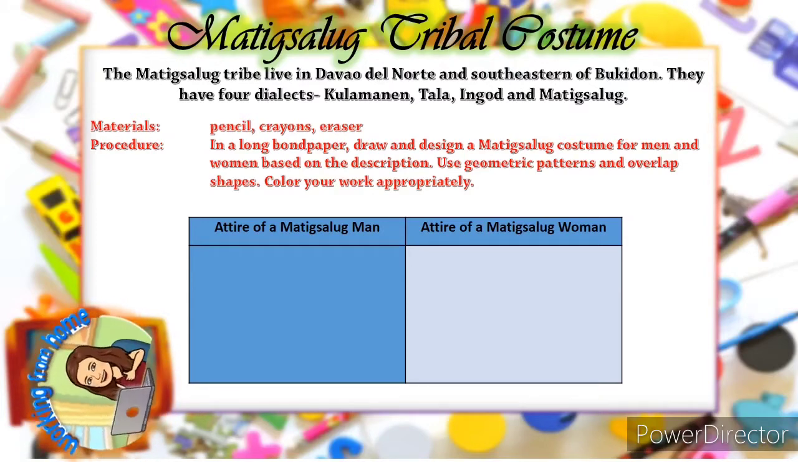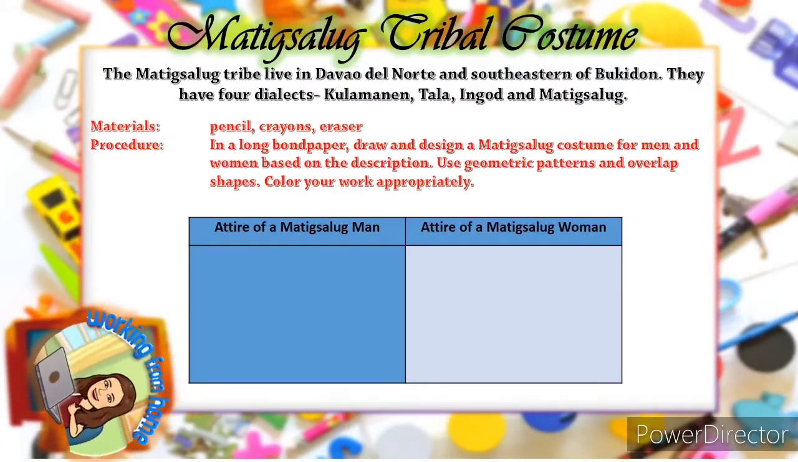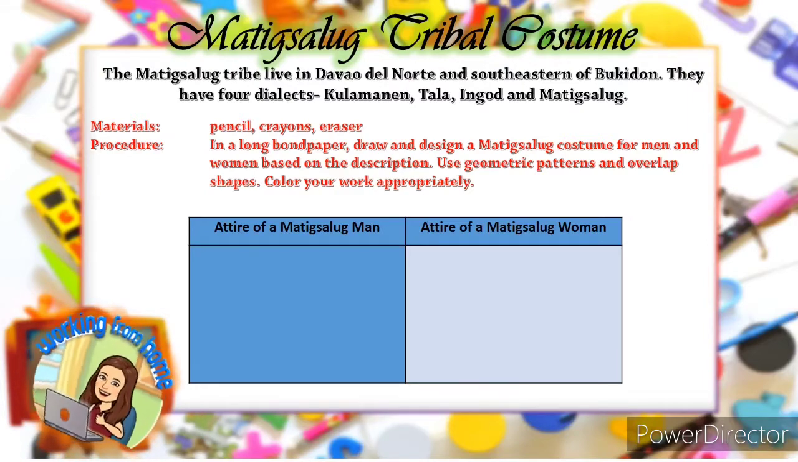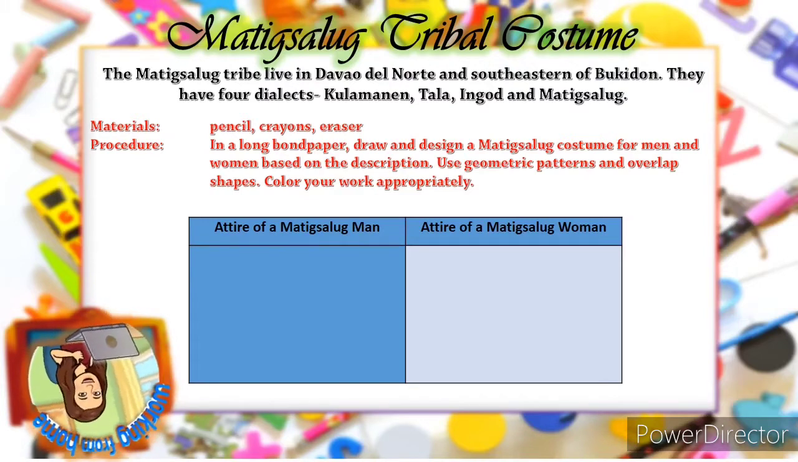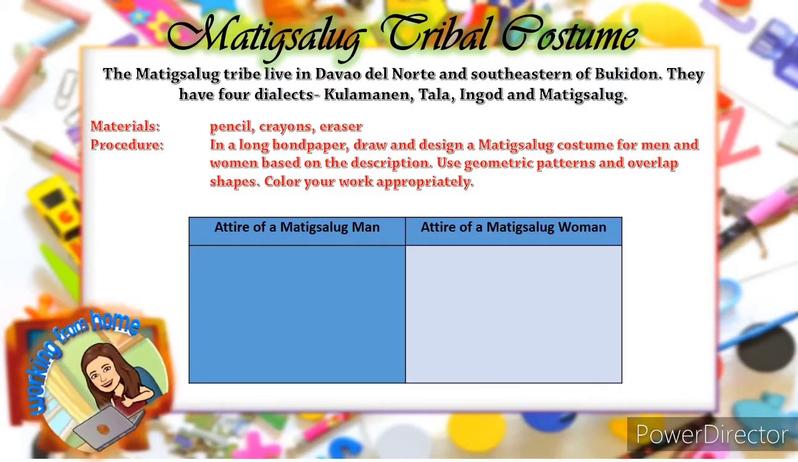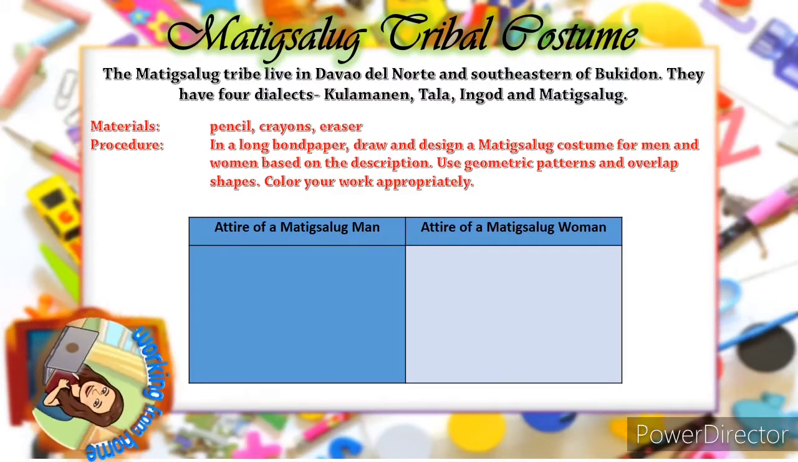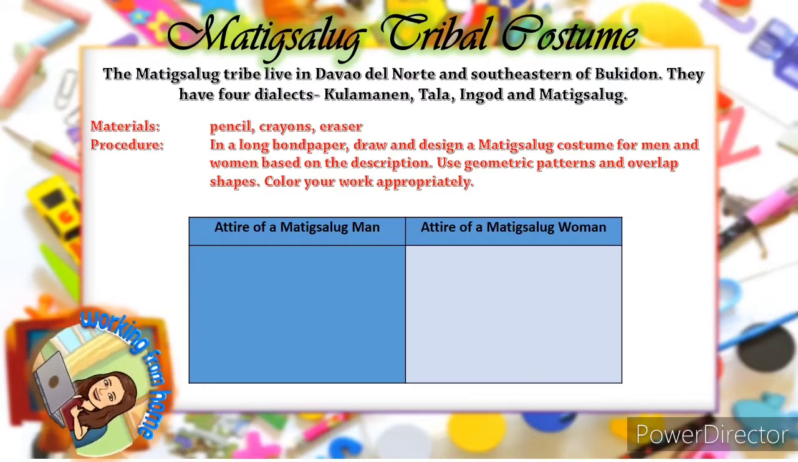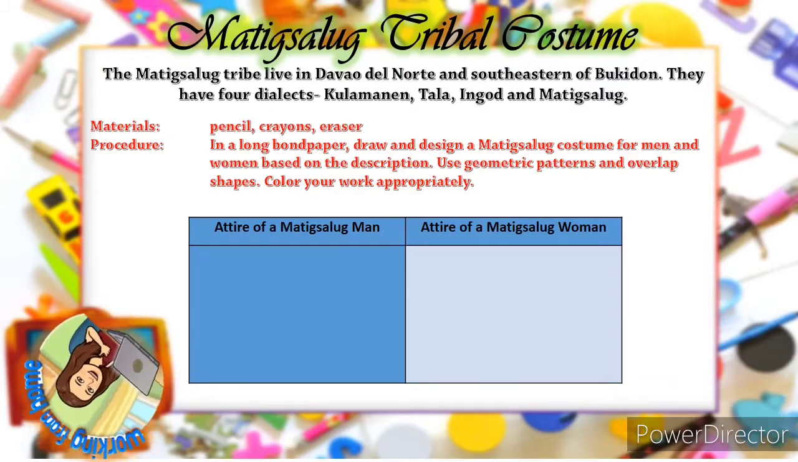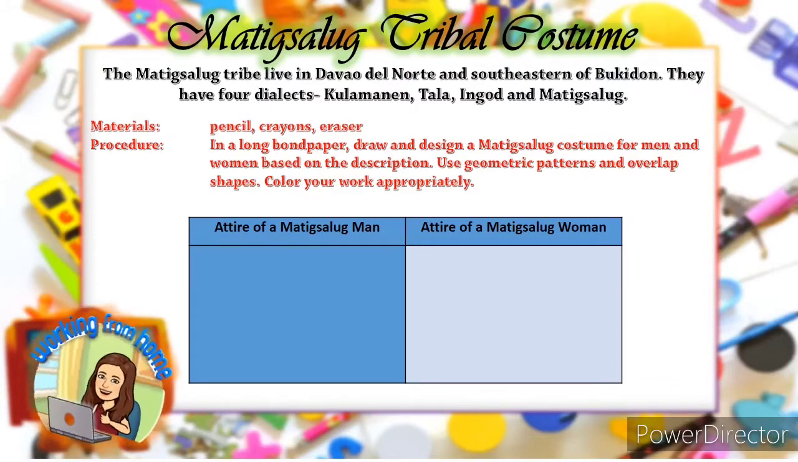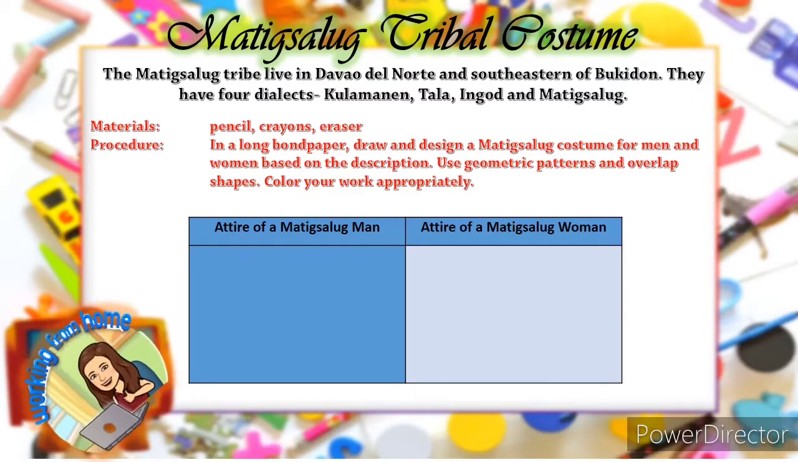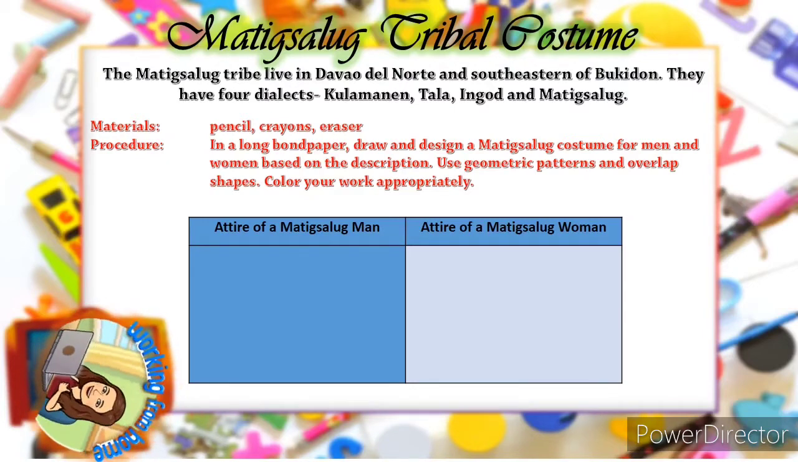Materials to be used: pencil, crayons, and eraser. Procedure: in a long band paper, draw and design a Matigsalog costume for men and women based on the description. Use geometric patterns and overlap shapes. Color your work appropriately. Attire of a Matigsalog man and attire of a Matigsalog woman.